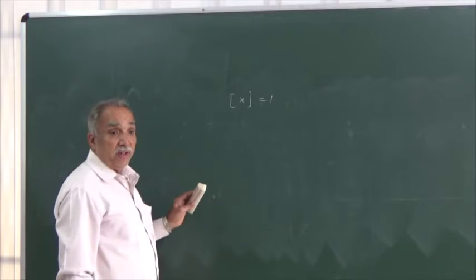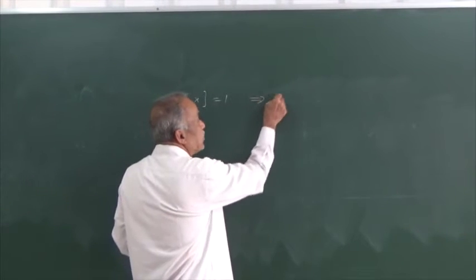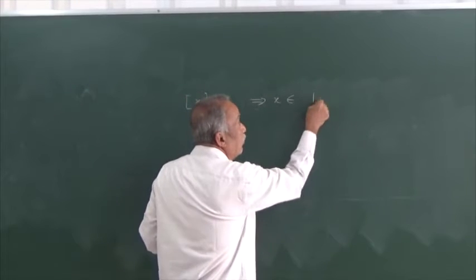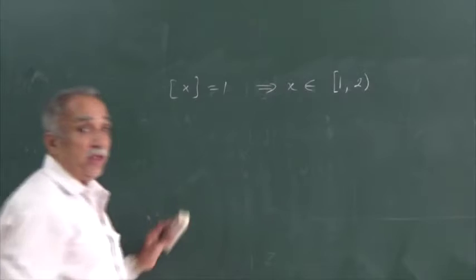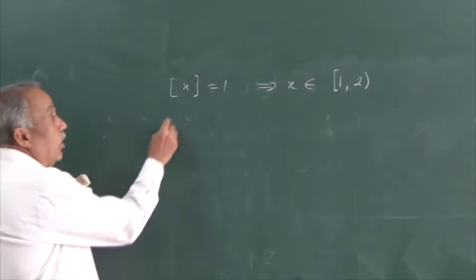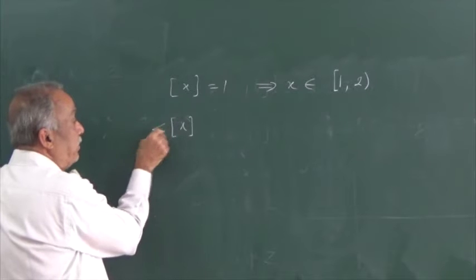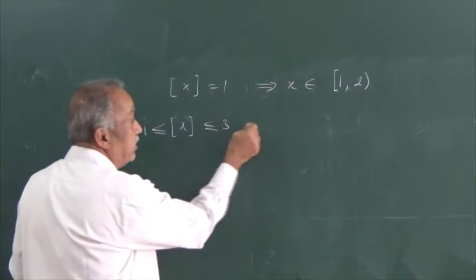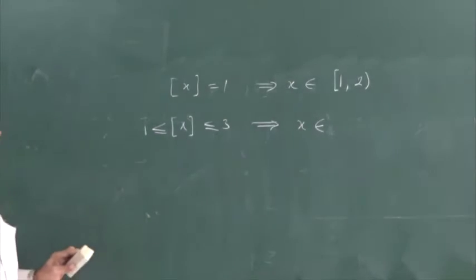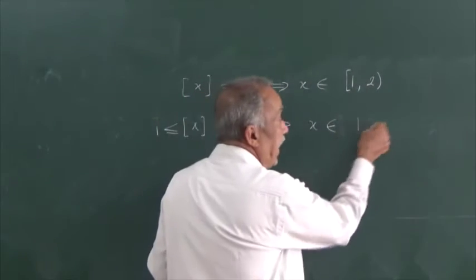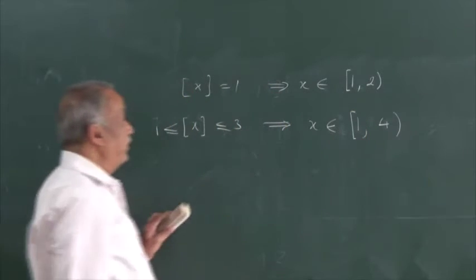x need not be equal to 1, x can have many more values. Meaning will be very simple, x must be a number between 1 and 2, 2 excluded, 1 included. What is the meaning of saying integer part x is some number between 1 and 3? Simply means x can be any real number between 1 and 4, 4 excluded, 1 included.